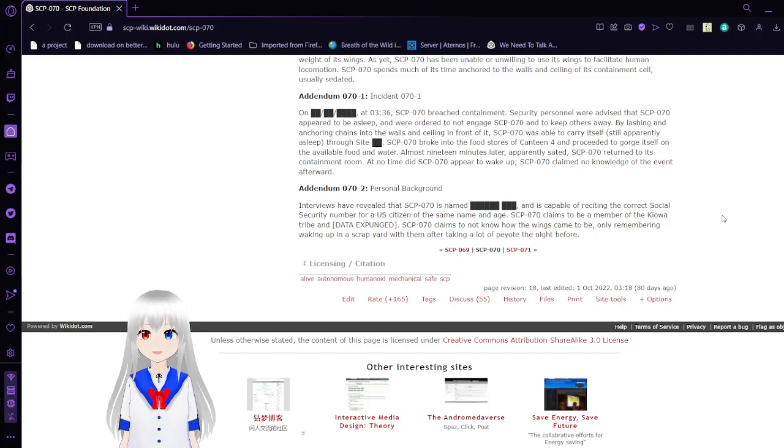Interviewers have revealed that SCP-70 is named Bob and is capable of reciting the correct social security number for a U.S. citizen of the same age and name. SCP-70 claims to be a member of the Kiowa tribe. SCP-70 claims to not know how the wings came to be, only remembering waking up in a scrapyard with them after taking a lot of LSD the night before.